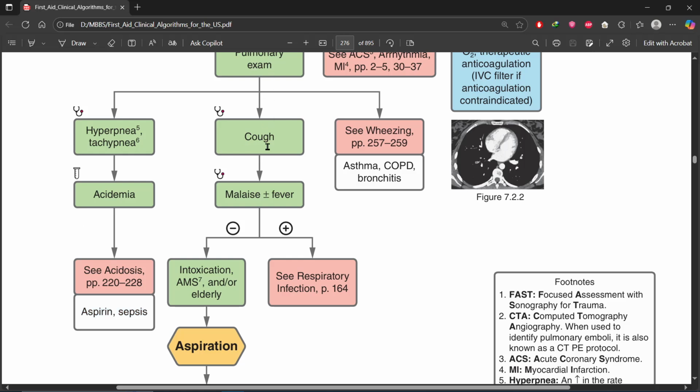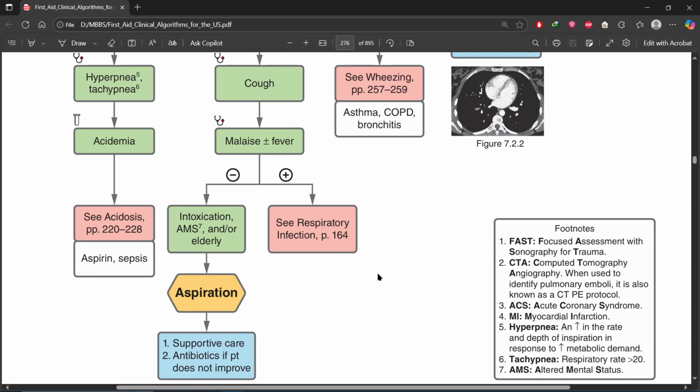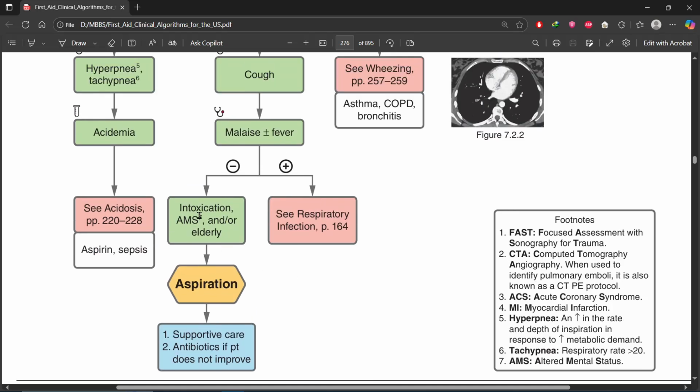But in the pulmonary exam there was one more aspect, checking for cough. If cough is present, then we would look for malaise and fever. Obviously, if fever is present, then we go for the respiratory infection pathway. If it is not, then we go for intoxication or altered mental status, or if the patient is elderly, we look for these signs. If these are present, then we would go for aspiration, because in aspiration, the patient is either intoxicated, has altered mental status, or is of an elderly population.